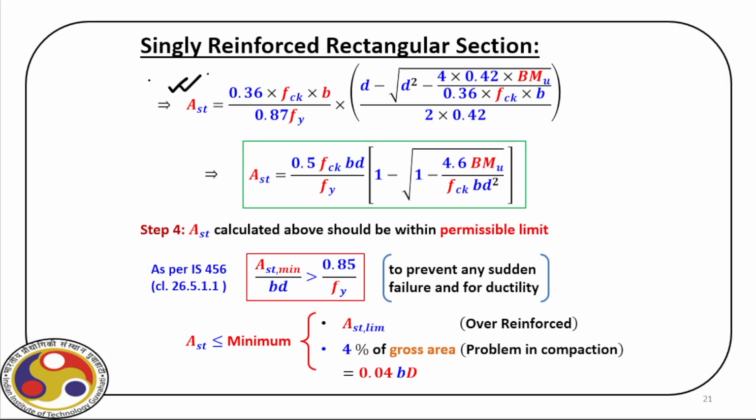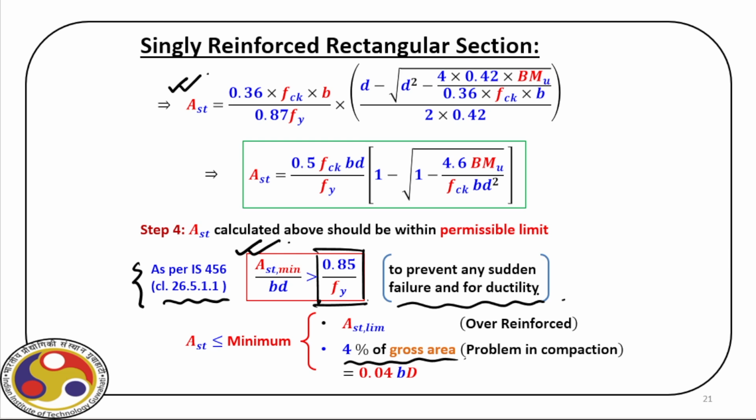Now, finally, once you find out the amount of steel required, there is a guideline in IS 456. That guideline says you have to provide a minimum steel, and you also have to satisfy this criteria as per clause 26.5.1.1. What it says, AST minimum divided by BD should be greater than this value, and that you have to maintain just to prevent any sudden failure and for ductility. That I have already explained.